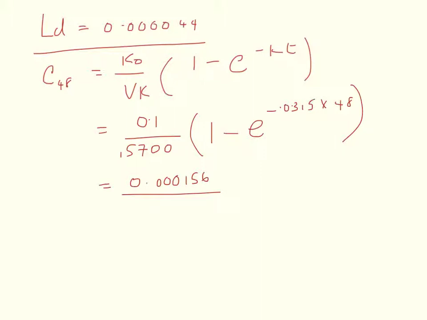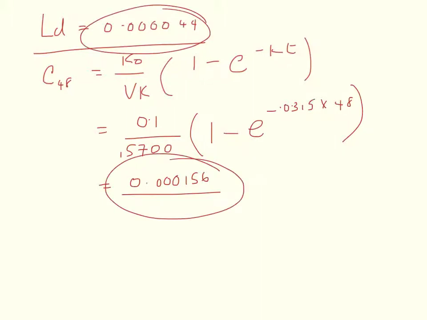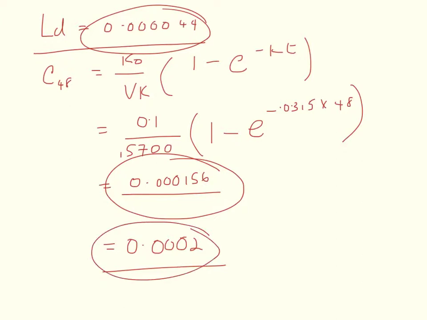So the total concentration in plasma will be the sum of this and that, which is equal to, alright, when you add it up, you get 0.0002. The book has 0.00018, but whatever, same thing.